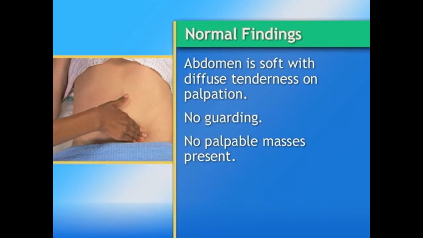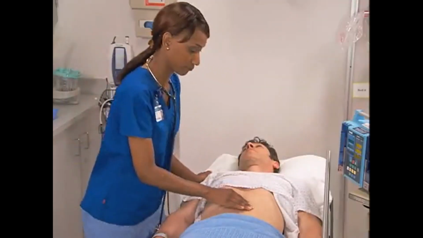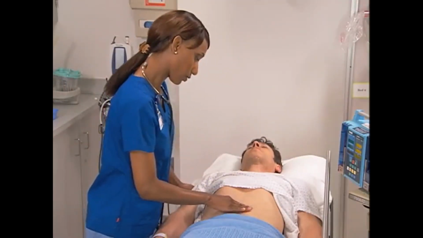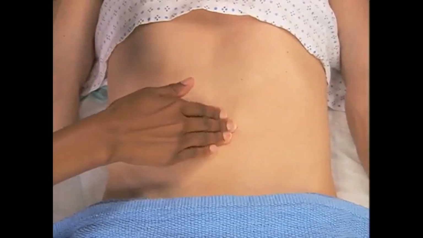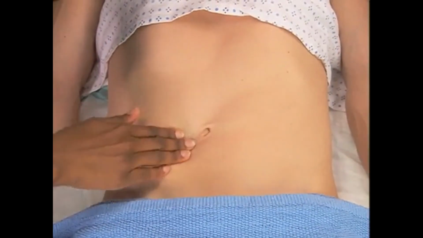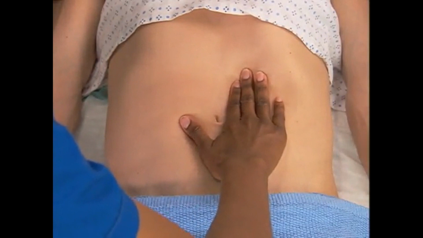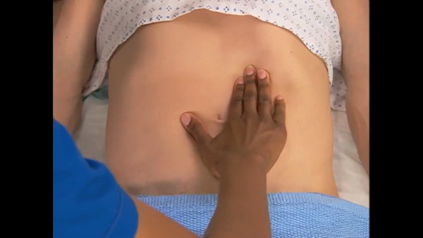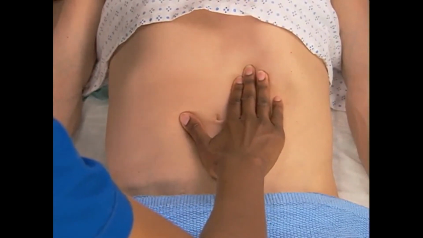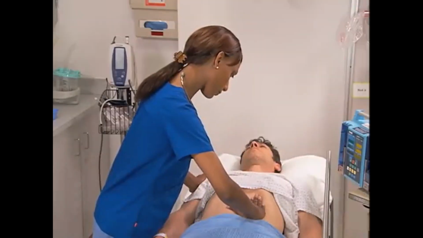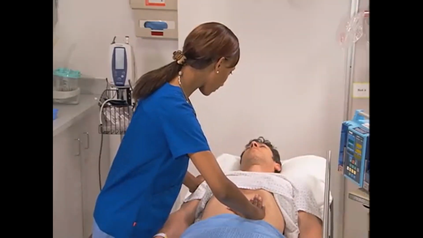No guarding, no palpable masses present. Next, palpate deeply in the area of the umbilicus, assessing for swellings, bulges, or masses. Then palpate the aorta by palpating deeply in the epigastrium, slightly left of midline. If palpable, assess the aorta's pulsation. In clients older than 50, also note the width of the aorta.